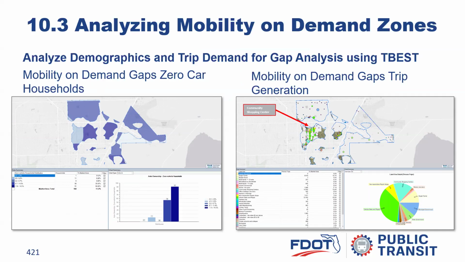So here are the trips being generated out of community shopping centers and different land use types within the gap areas. So it's very useful for saying, here are the areas where we have the trips and the densities that we want to evaluate.